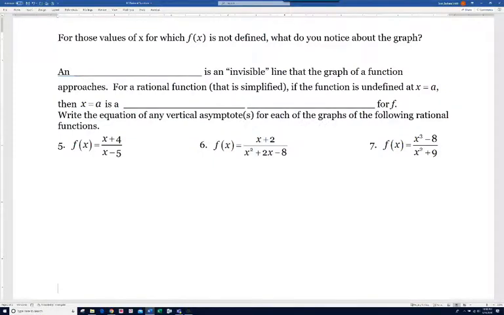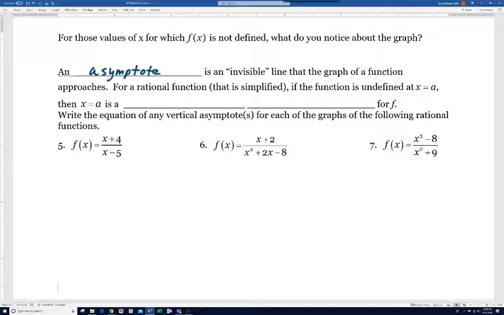So for those values of x for which f of x is not defined, what do you notice about the graph? Actually, I didn't answer that question. Basically, we have a jump, or that's where we have those vertical asymptotes. Basically, the graph has a break or jump. So an asymptote is an invisible line that the graph of a function approaches.